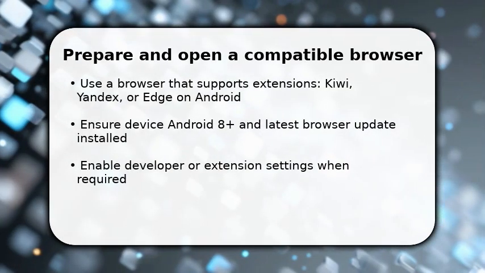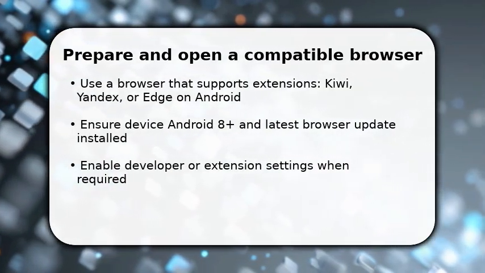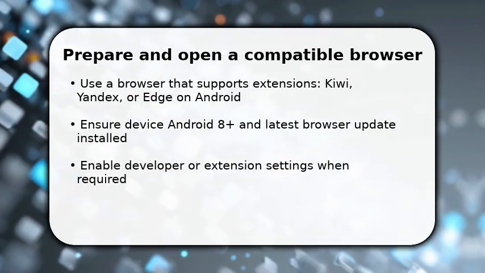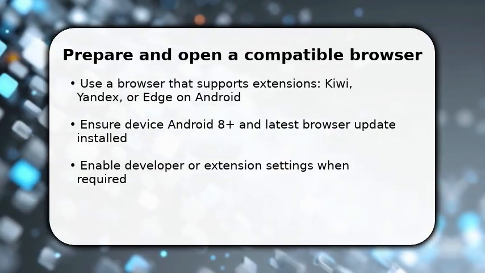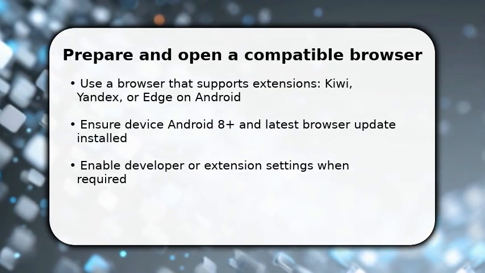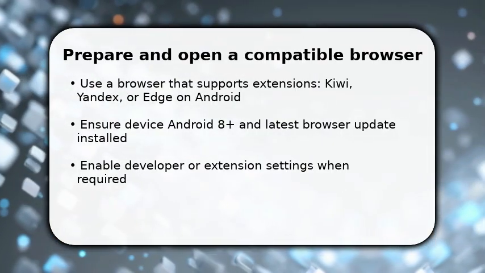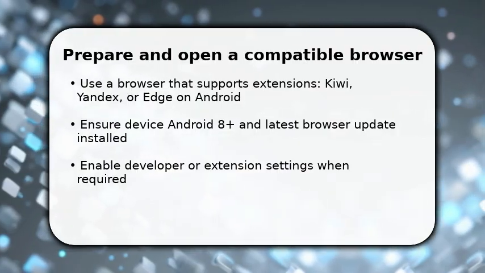You start by choosing a mobile browser that actually supports Chrome-style extensions. On Android, that usually means Kiwi, Yandex, or Edge. Once selected, make sure your device runs Android 8 or newer and update the browser. This avoids compatibility failures. Open the browser and go to its extension or add-on settings so you're ready to install.